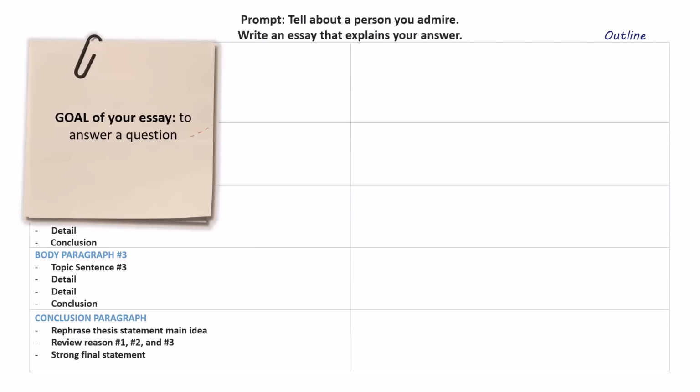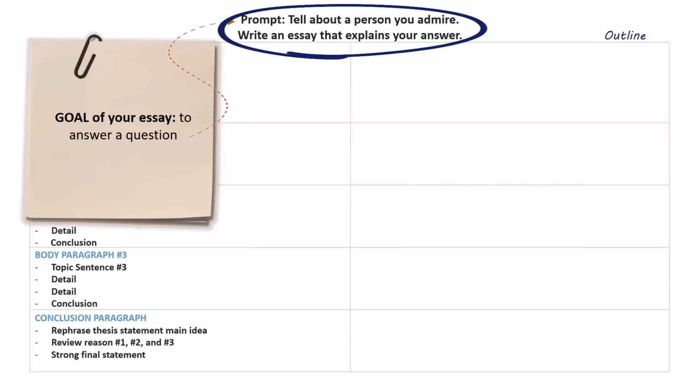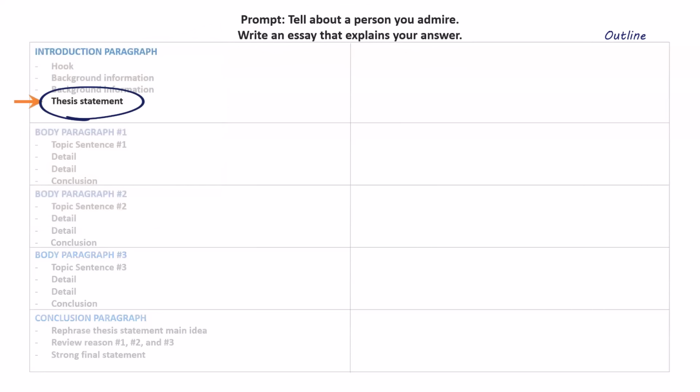That question is your prompt. So let's look at the prompt that I'll write this example to. Tell about a person you admire. Write an essay that explains your answer. Let's write the thesis statement first. There are parts in your outline and your essay that come before the thesis statement, like the hook and background information. But it's quicker and easier to write those parts after we've written the thesis statement.